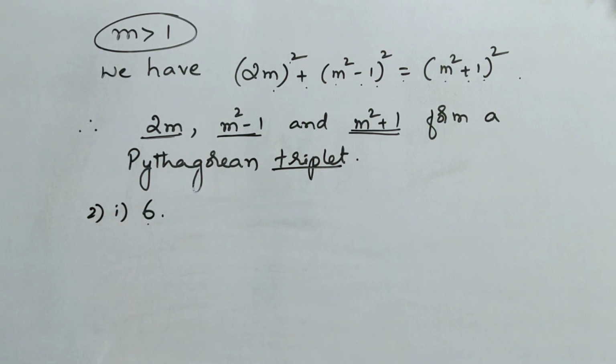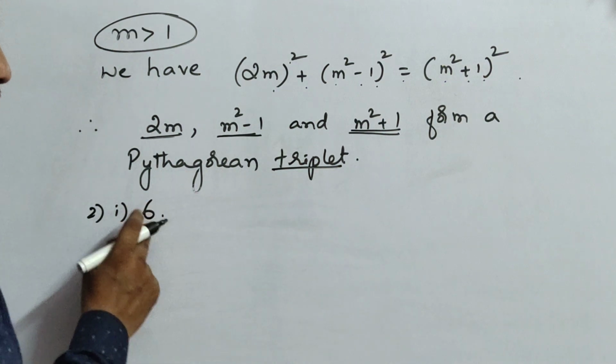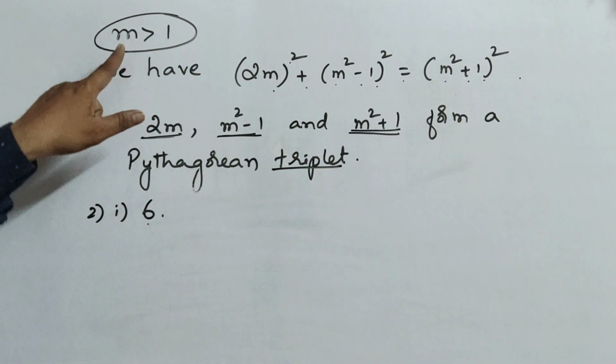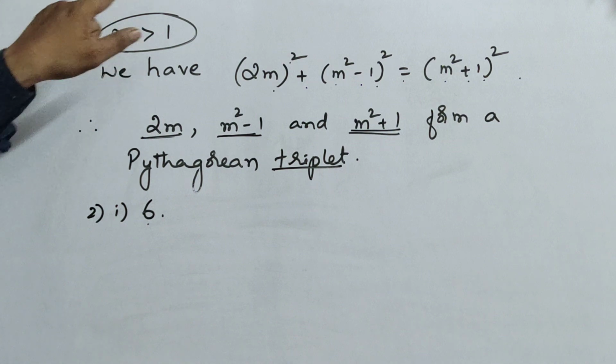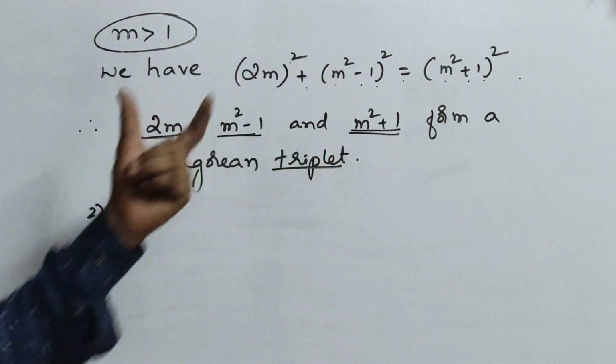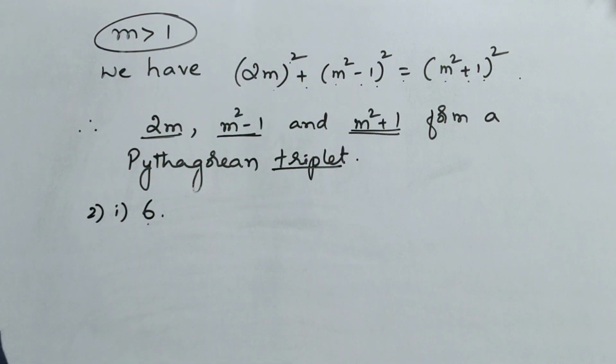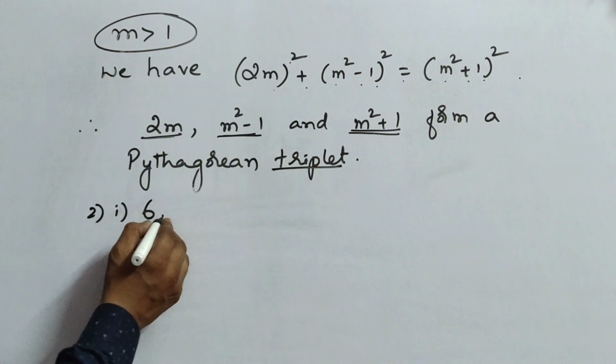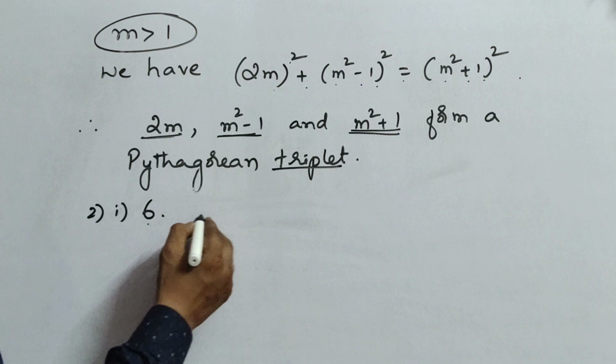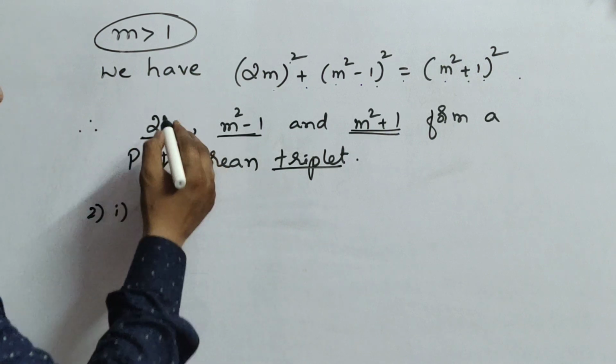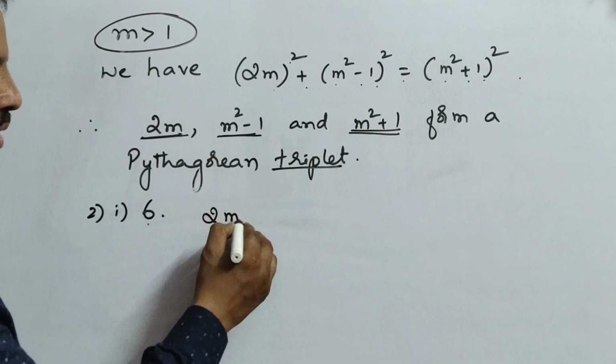Now the first question is 6 and it asks to find the Pythagorean triplet numbers. Children, this is 6. First find the value of m, then only we can substitute in this, and then you can find the other two numbers very easily. Here 6 is there, no? So in this, 2m is there. So take 2m equals 6.